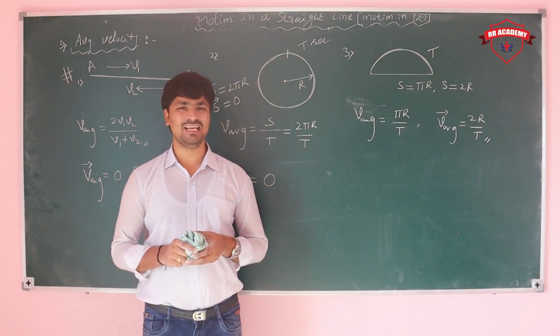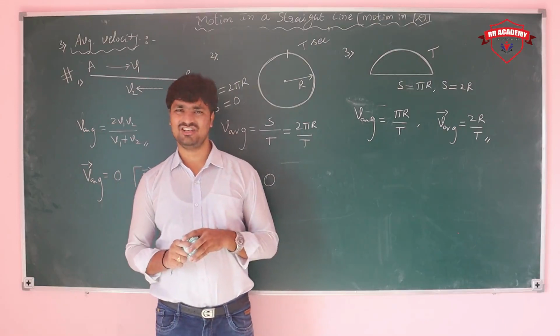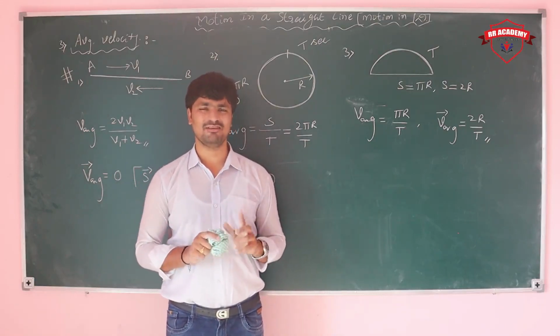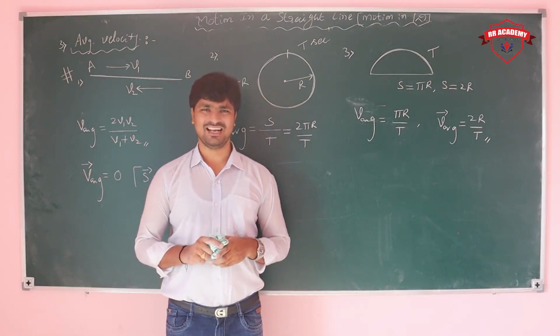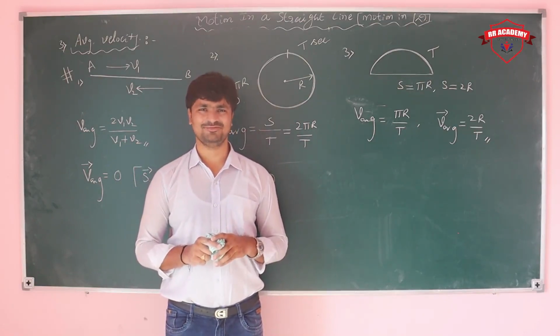The average speed becomes 0 only when the particle is at rest. The average velocity is 0 in two conditions. First, when the particle is at rest, and second, when the particle returns to the initial point.